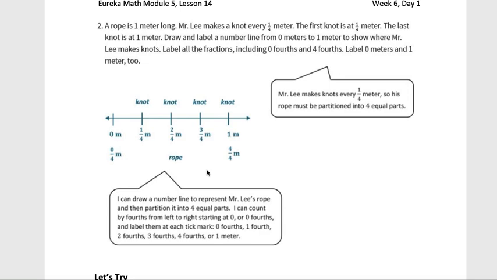So Mr. Lee makes knots every 1/4 meter, so his rope must be partitioned into 4 equal parts. Notice how the 1/4 gave us a hint that we are breaking it apart into fourths. It says, I can draw a number line to represent Mr. Lee's rope and then partition it into 4 equal parts. I can count by fourths from left to right, starting at 0 or 0/4, and label them at each tick mark: 0/4, 1/4, 2/4, 3/4, 4/4, or 1 meter.